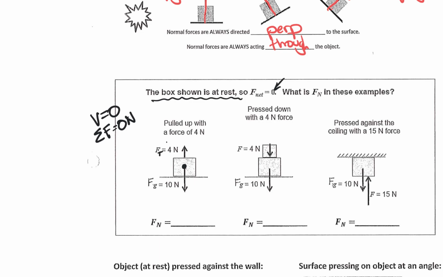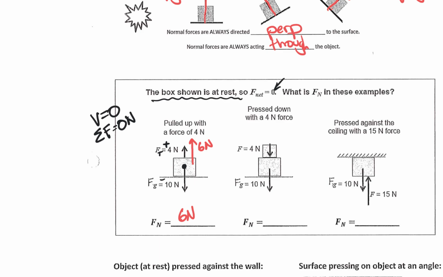So we have a 4 Newton vector up, that's positive. We have a negative 10 Newton vector down, that's its weight. So the normal force that we would have to draw in here to balance these out would have to be 6 newtons, because isn't 4 plus 6 positive 10, and then negative 10 cancels out. Let's go to the next one.